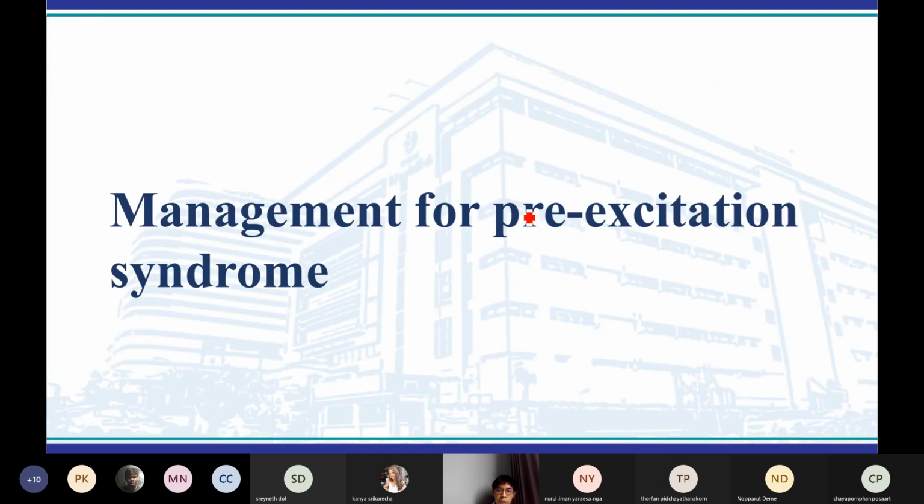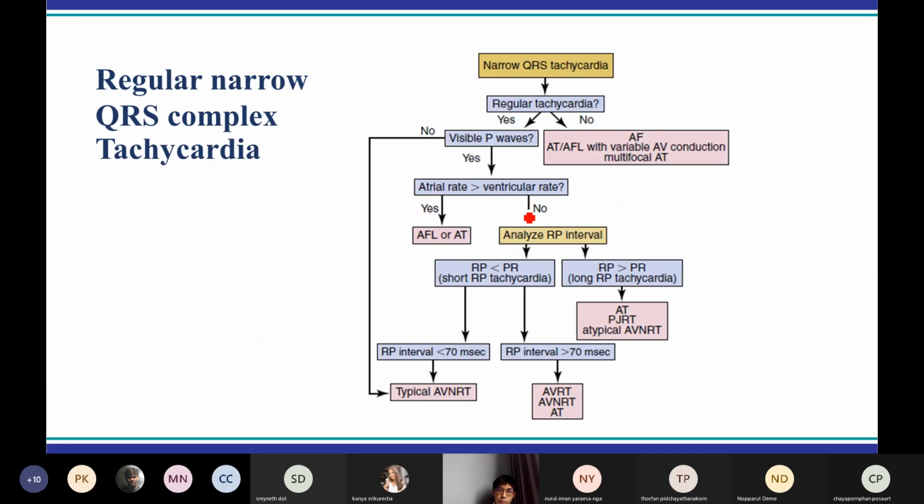Okay, how to manage the pre-excitation syndrome. This is what I have already talked about. I want you all to remember this, and it is very useful when you encounter a real patient.